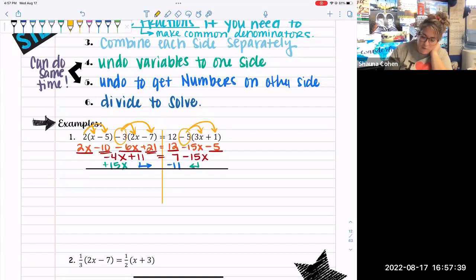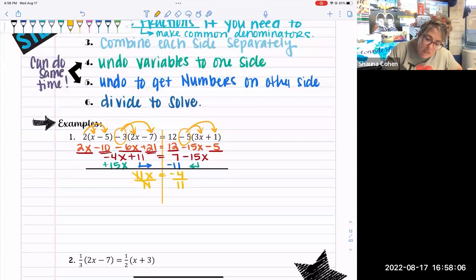So your next level says -15 or 4 and -15. 15 and -4 is 11x. And 7 minus 11 is, I don't know, -4. 7, 8, 9, 10, 11. Yep. Divide by 11.